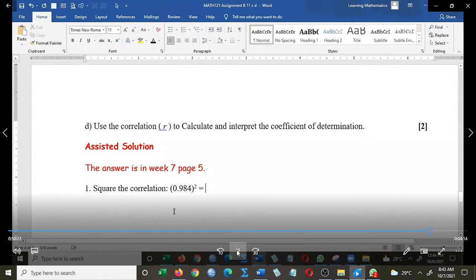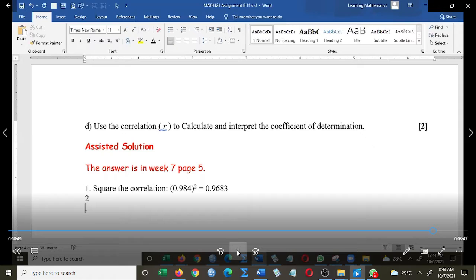Anybody? Hello? So 0.968256. Let's just put 4 decimal places, because after the 2 you say 5. So 0.9683. Now the second step.